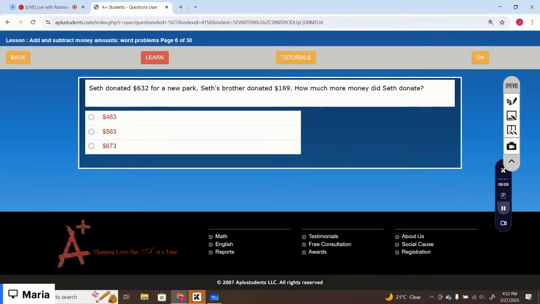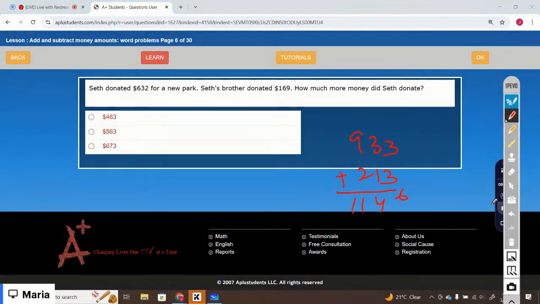Seth donated $632 for a new park. Seth's brother donated $169. How much more money did Seth donate? Option number one is the correct option.